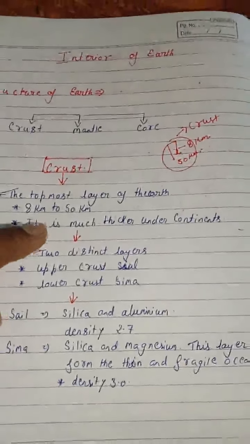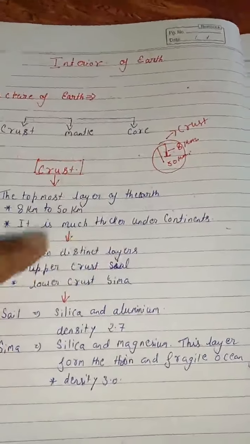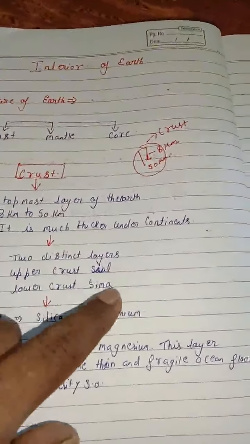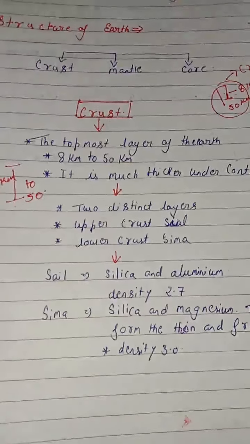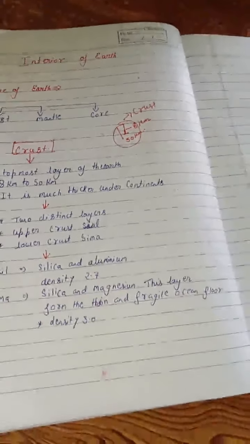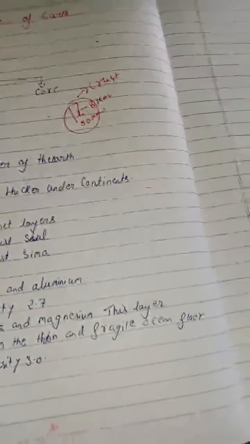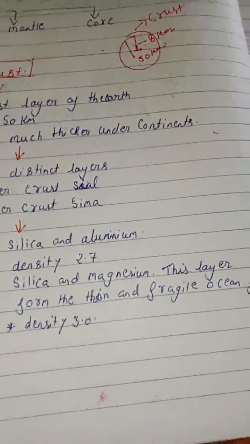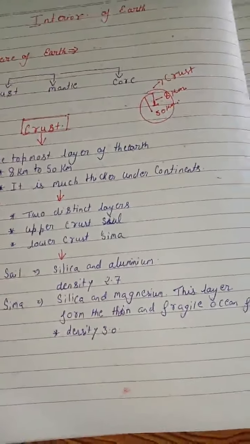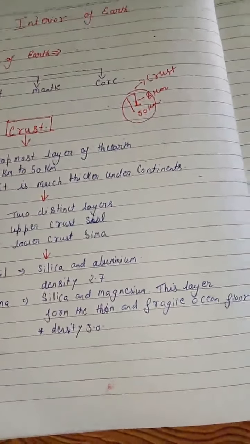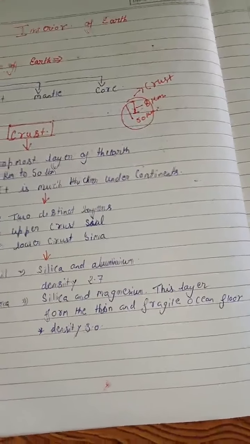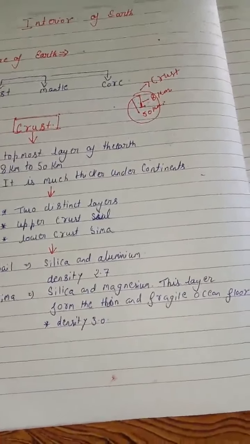The crust is further divided into two layers. The upper crust is known as sial and the lower crust is known as sima. Sial is composed of the material silica and aluminium. Its density is about 2.4. Now the sima is the composition of silica and magnesium. This layer forms the thin and fragile ocean floor, its density is about 3.0.